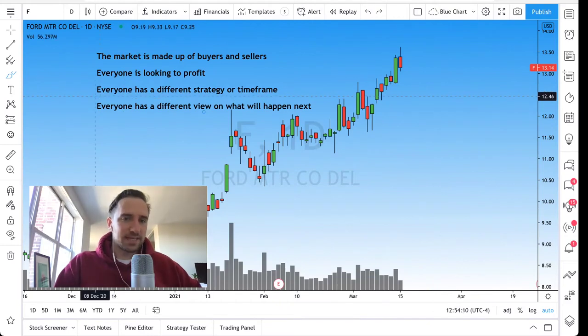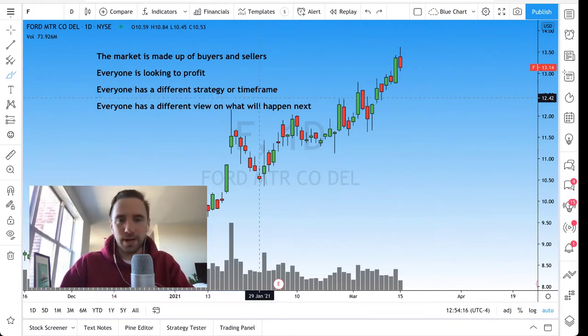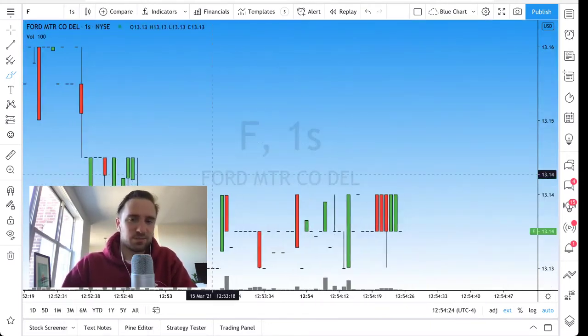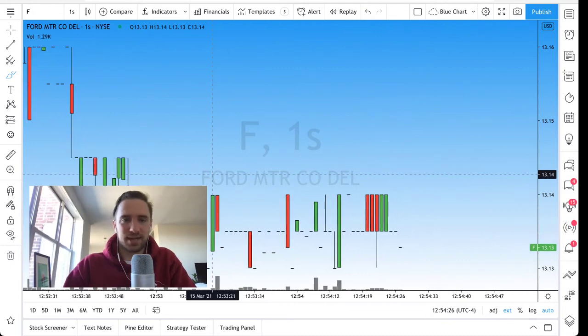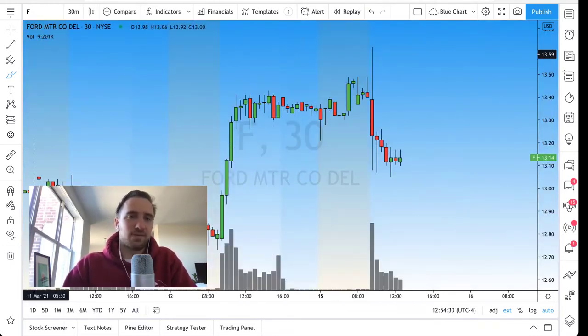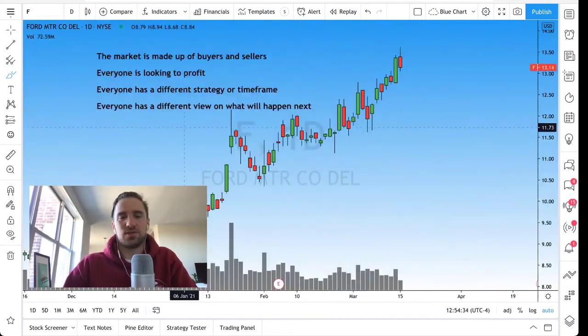Next up is everyone has a different strategy or time frame. Now, what the heck does that mean? Well, like we said earlier, you might be investing for the next 10 years. I might be investing just for one day. And when that happens, we get these types of really fast prices. Some people are just buying second by second. Some people are buying minute by minute. And then, of course, there are maybe people who are trying to buy for the next 10 years. So that's a very important component.